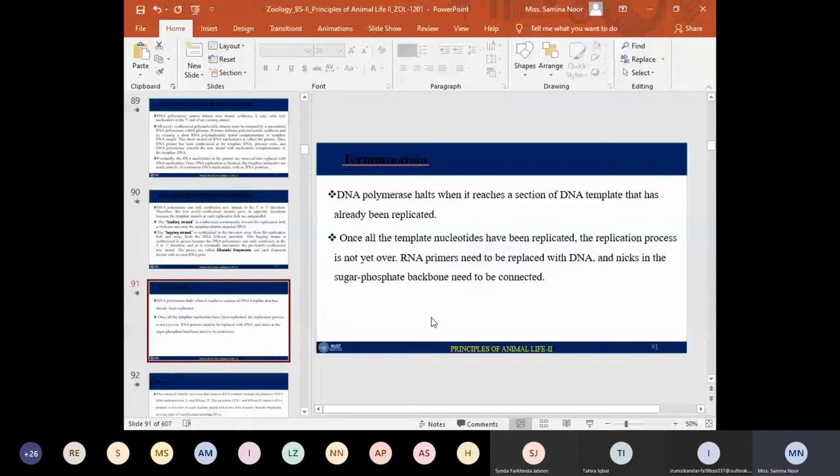When the RNA primers are replaced, gaps are formed between the DNA molecule, and these are known as nicks. The nicks in the sugar phosphate backbones then need to be connected.